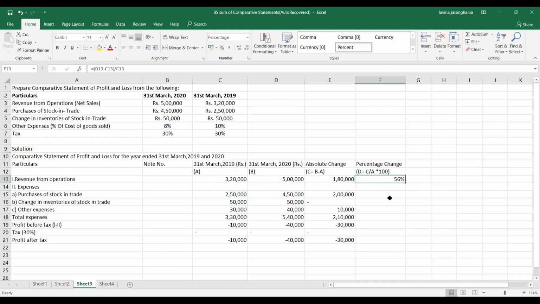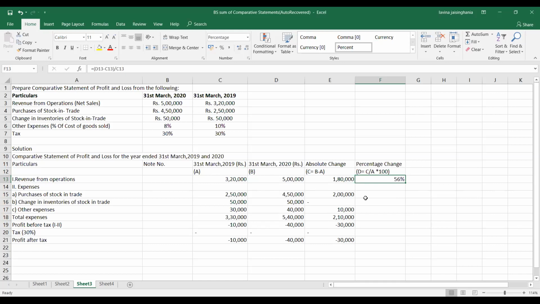But in examination you'll get no such feature. You are not supposed to give your examination in an Excel sheet. So what you have to do, you have to do the calculations yourself. How you'll do it, that means C divided by A into 100, or convert this absolute value into percentage.